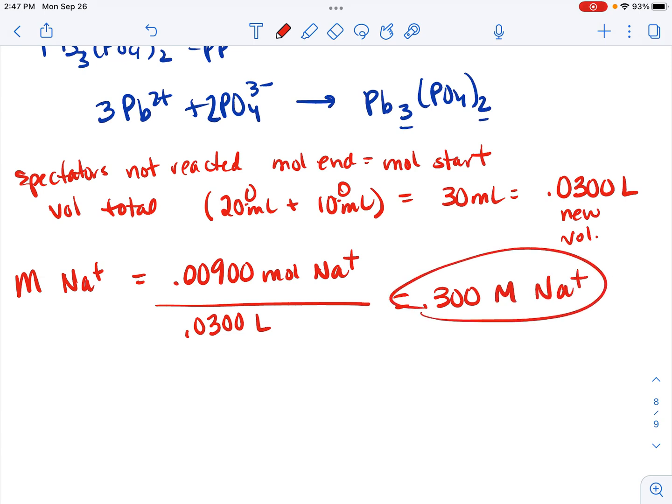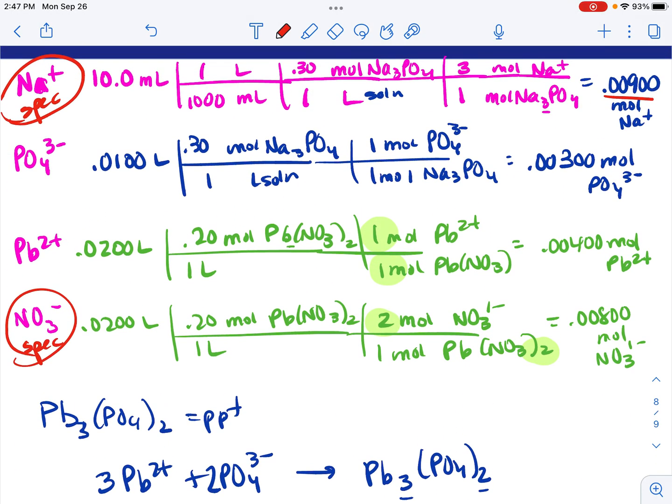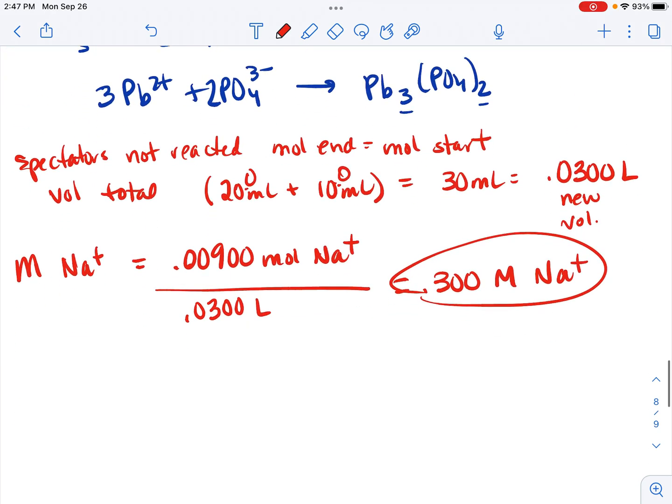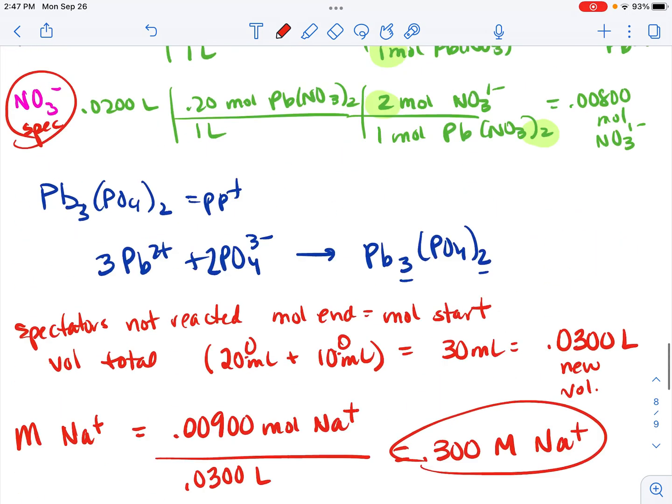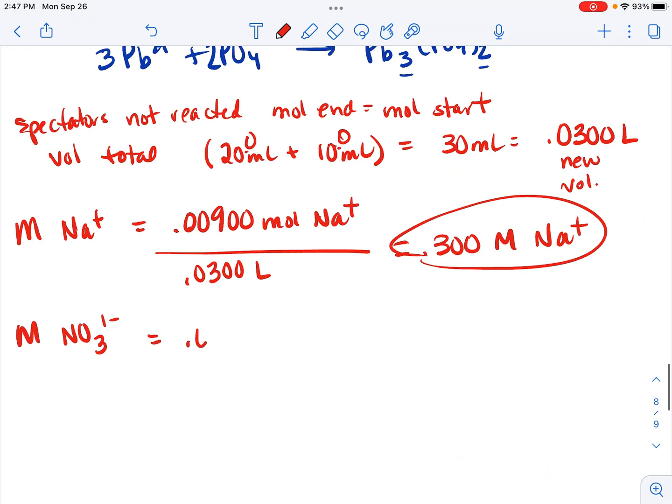All right. You stop the video now and see if you can do the molarity of the other spectator, which is the nitrate. Okay, so to do the nitrate, the molarity of the other spectator, I'm going to do the moles that were there, which are 0.00800 moles, because they didn't react, they're just floating around.